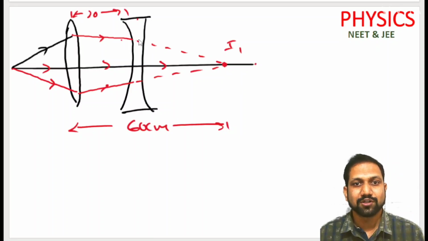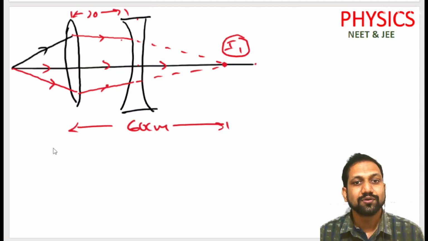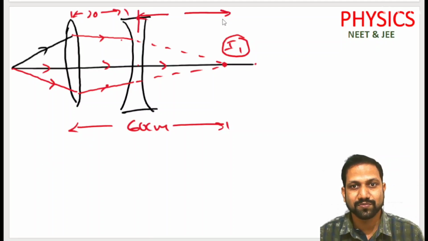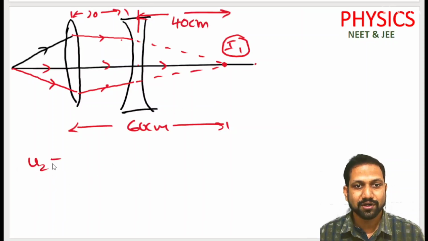So how to decide the object distance for the concave lens? This image 1 will be the object for the concave lens. So the object distance is going to be from the concave lens to the first image. The distance is very clear. Total is 60. This gap is 20. So this is going to be 40 centimeters. Clear? So the object distance for the concave lens is going to be 40 centimeters.